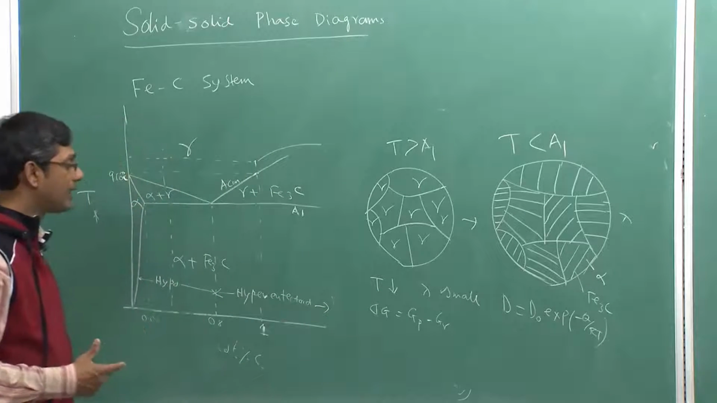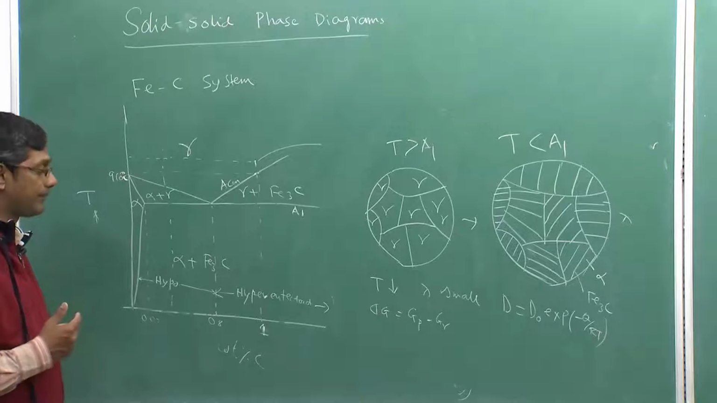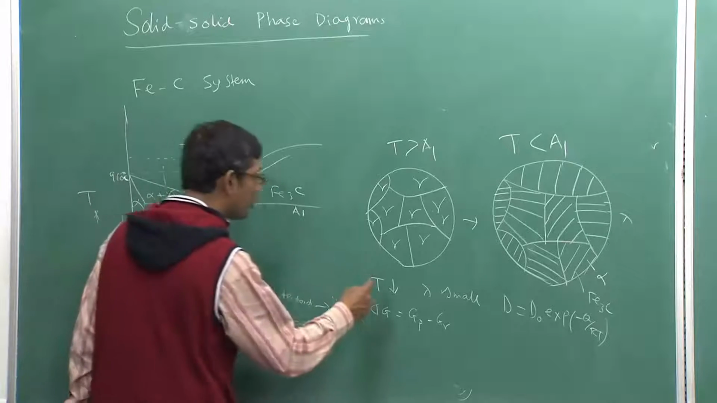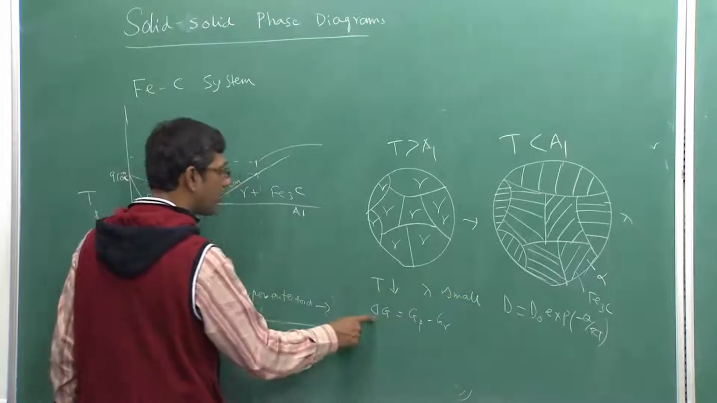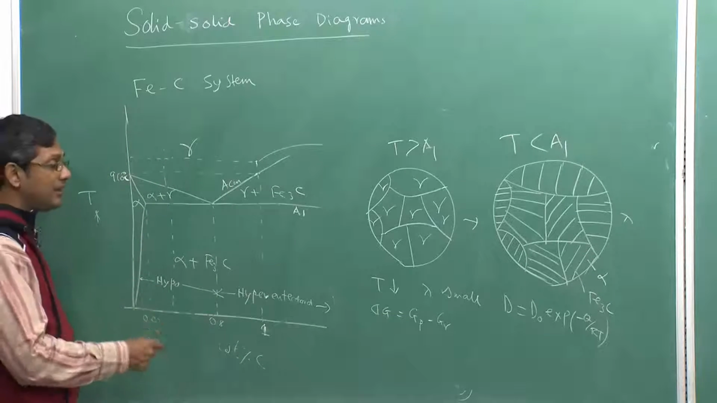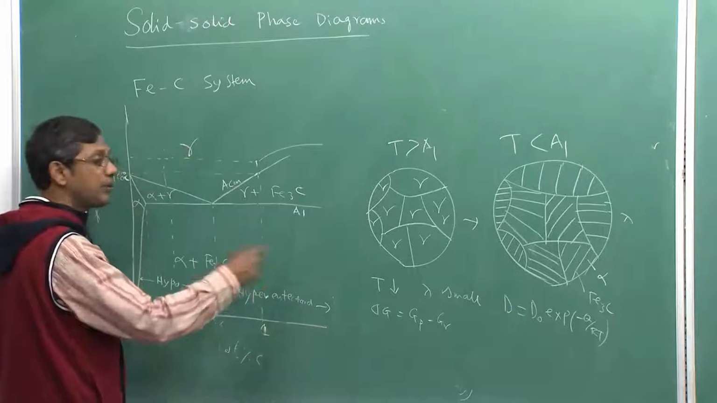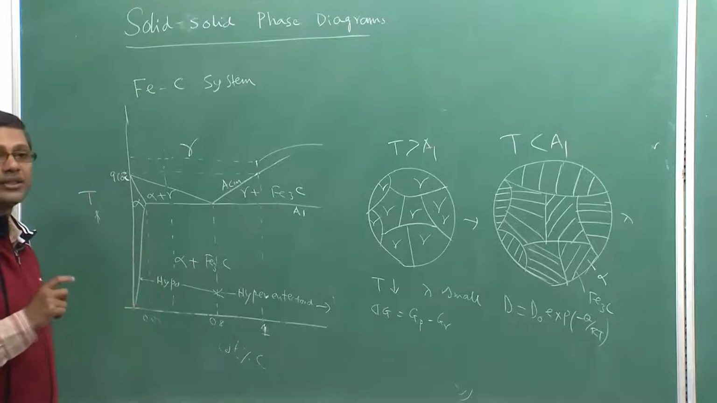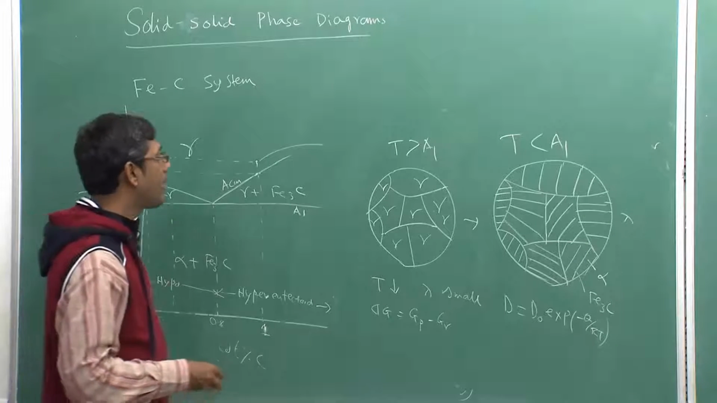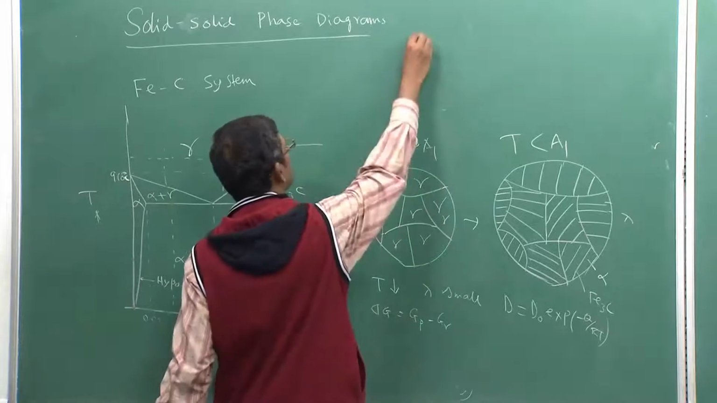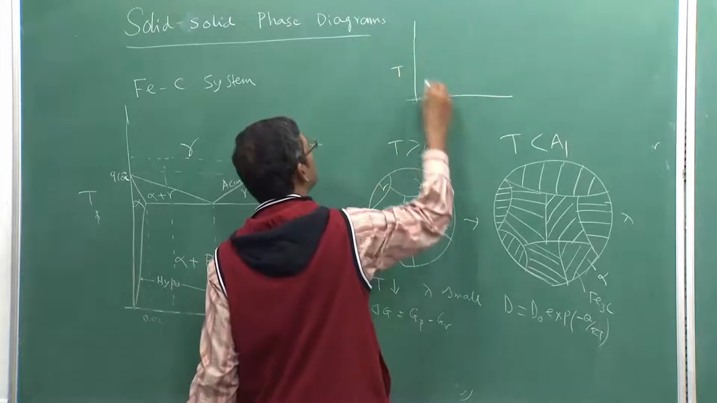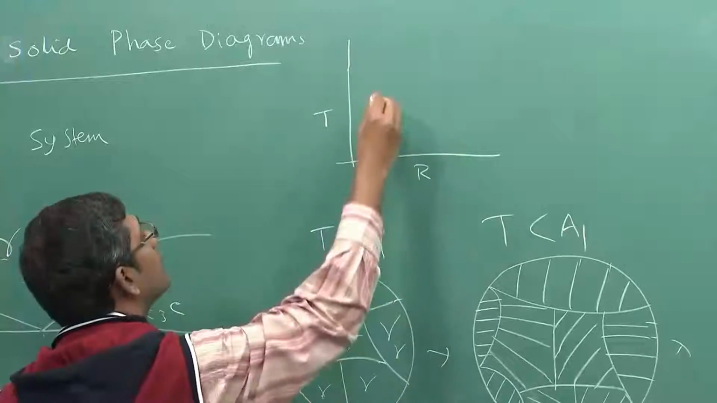If this is high, that means the rate of transformation is also very high. Correct? That is the opposing factor. So temperature lower means diffusion is low, but temperature lower also means driving force is high. On the other hand, if the temperature is high, diffusion will be higher, but driving force will be lower. So these two factors act in opposite directions. That is why, if you want to plot the rate of transformation as a function of temperature, suppose this is my temperature and this is the transformation rate R, it will look like this.